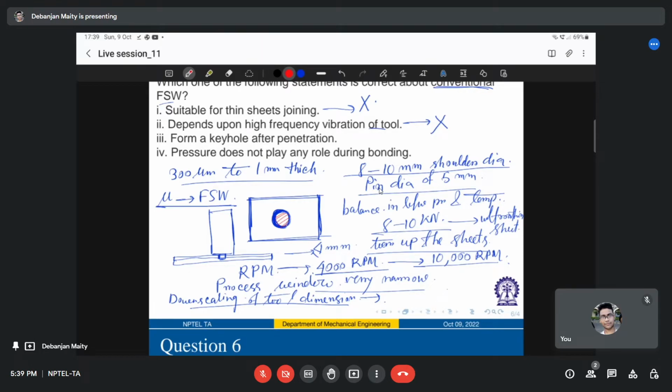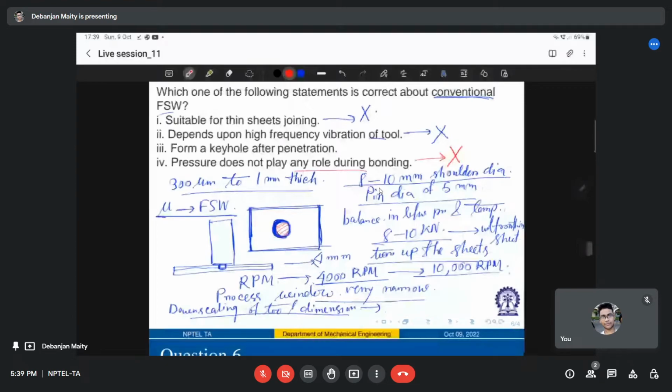Sorry. And the last statement says pressure does not play any role during bonding. This is also a wrong statement. So the correct statement is it forms a keyhole after penetration. This is the correct statement.